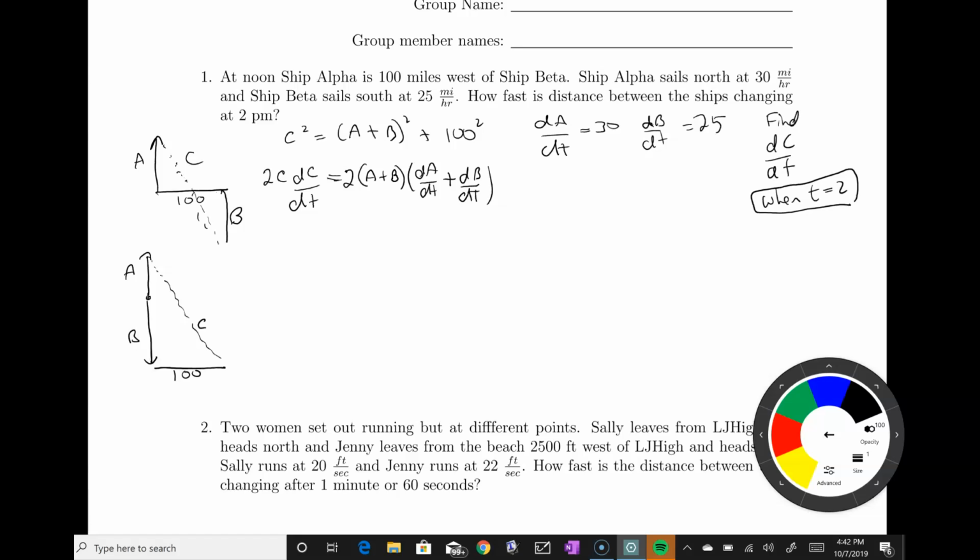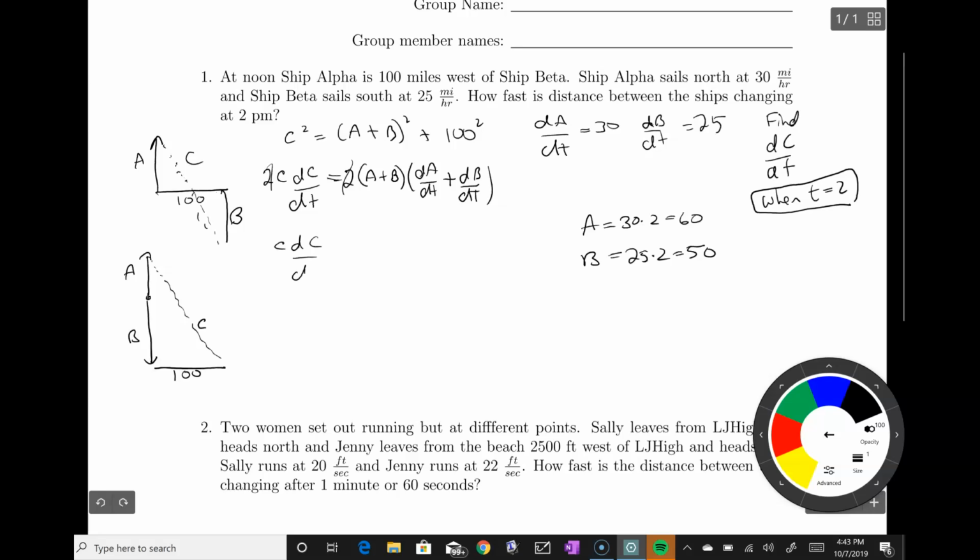All right, so now let's use the time of 2. So the distance of A will be 30 times 2, so that'll give me 60. The distance of B will be 25 times 2, so that'll give me a distance of 50. So let's cancel the 2's. Let's move slow here. So I get 60 plus 50, and then the rates are 30 and 25. And then I get to go find C.